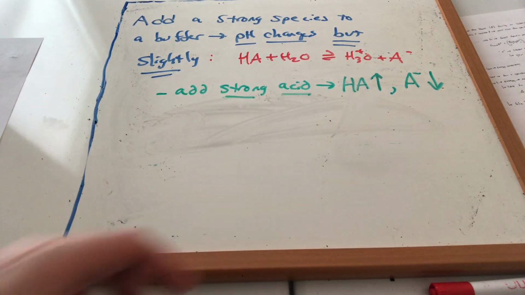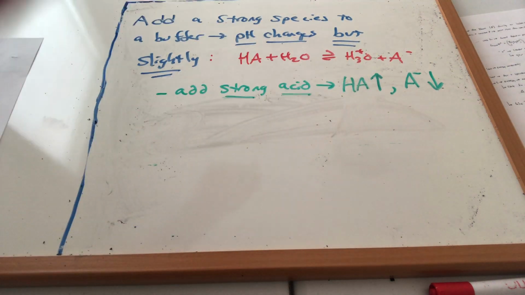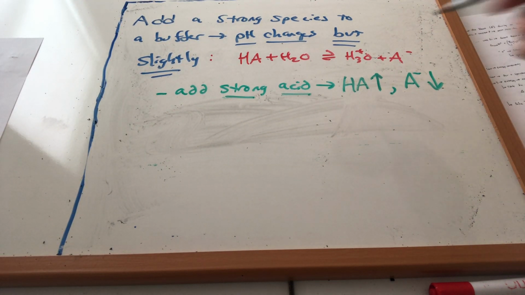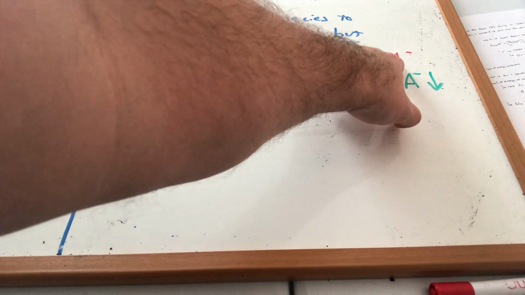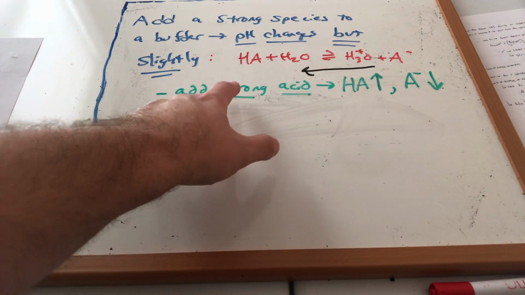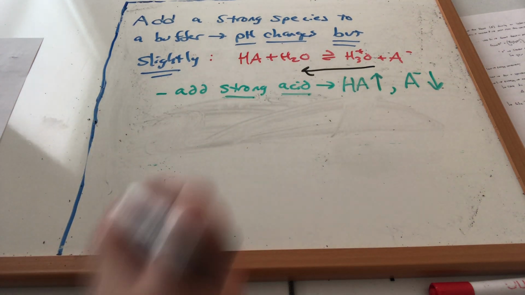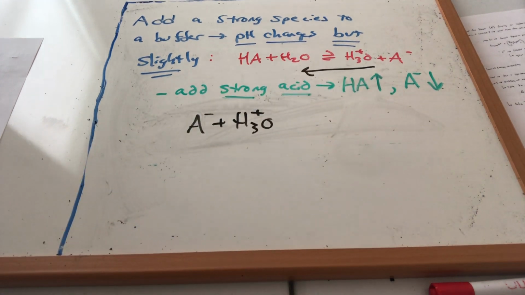Well, if I add a strong acid to a buffer, what we have to realize is that the amount of acid that you have in there is going to go up. The amount of base is simultaneously going to go down. And we can see that by analyzing this reaction and thinking about Le Chatelier's principle. If I add H3O plus, it's like adding product. What happens if I add product? Equilibrium shifts from this side to this side. So what happens is a strong reaction takes place, and the A minus in solution finds the H3O plus that you're adding.